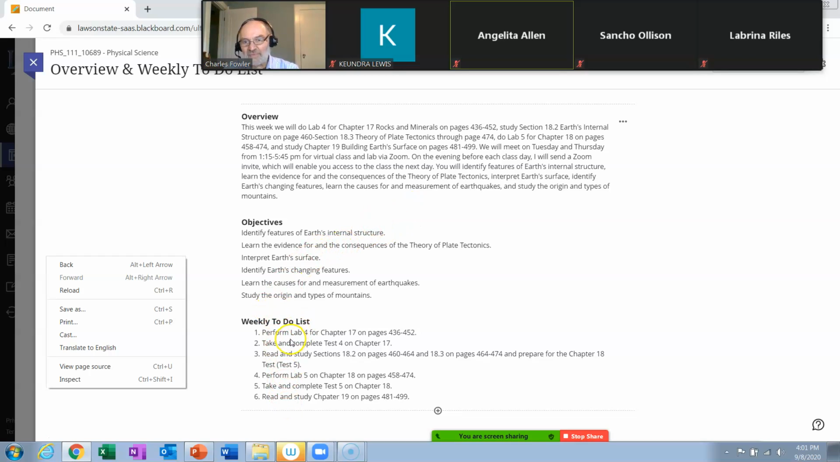Here's the weekly to-do list. We're going to perform lab 4 now. I haven't put it out there yet, I don't think, but I'll put out test 4 after we finish lab today. We'll read and study 18.2. We did that today already.